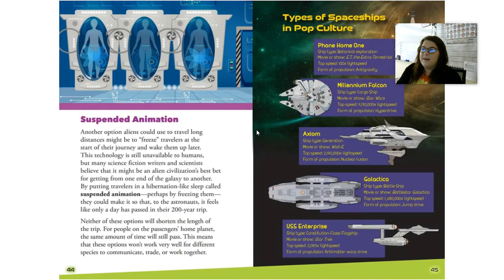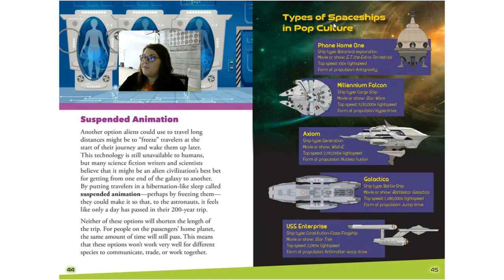Suspended animation. Another option the alien could use to travel long distances might be to freeze travelers at the start of their journey and wake them up later. This technology is still unavailable to humans, but many science fiction writers and scientists believe that it might be an alien civilization's best bet for getting from one end of the galaxy to another. By putting travelers in a hibernation-like sleep called suspended animation, perhaps by freezing them, they could make it so that, to the astronauts, it feels like only a day has passed in their 200-year trip. Neither of these options will shorten the length of the trip. For people on the passenger's home planet, the same amount of time will still pass. This means that these options won't work very well for different species to communicate, trade, or work together.